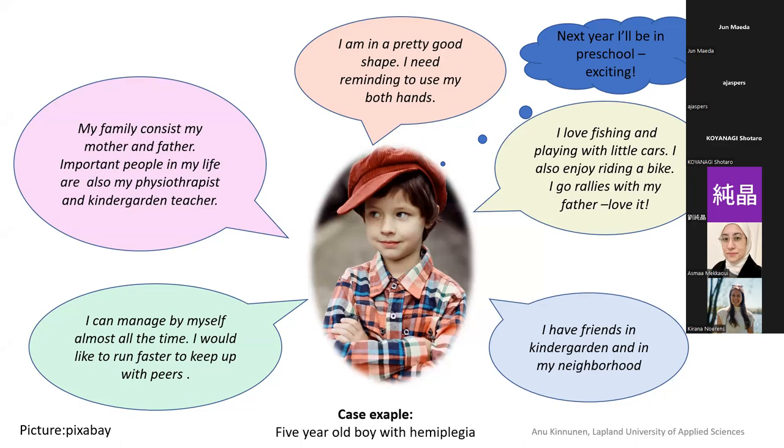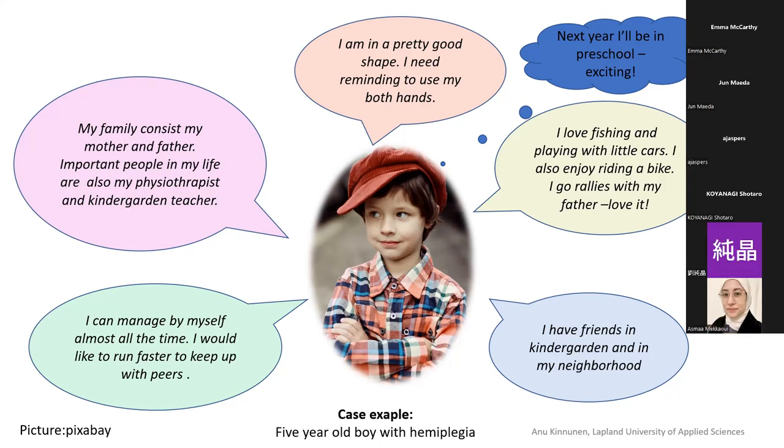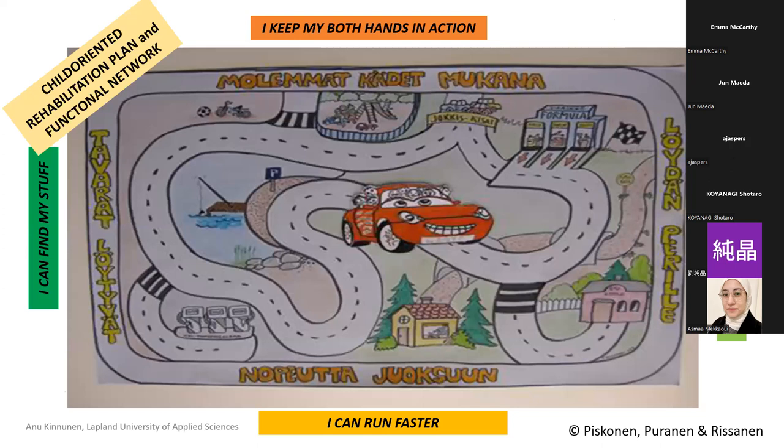When he thought about the future, he was a little bit worried about going to preschool, because next year he was going to preschool. He was a little bit excited, but also worried about how he could manage there. So the professionals in his life, the hospital professionals, and of course the adults in daily life, thought about how they could involve the child in the rehabilitation process, and after the negotiation, this is how they put it. They put it in a picture.